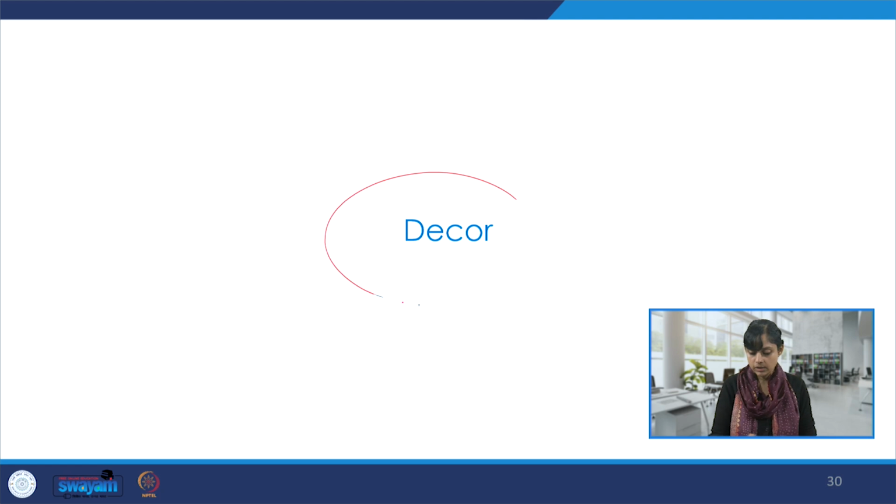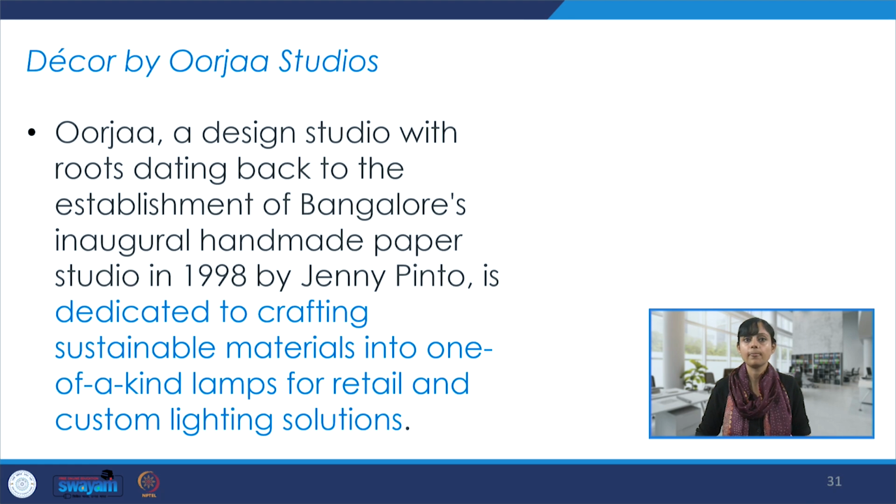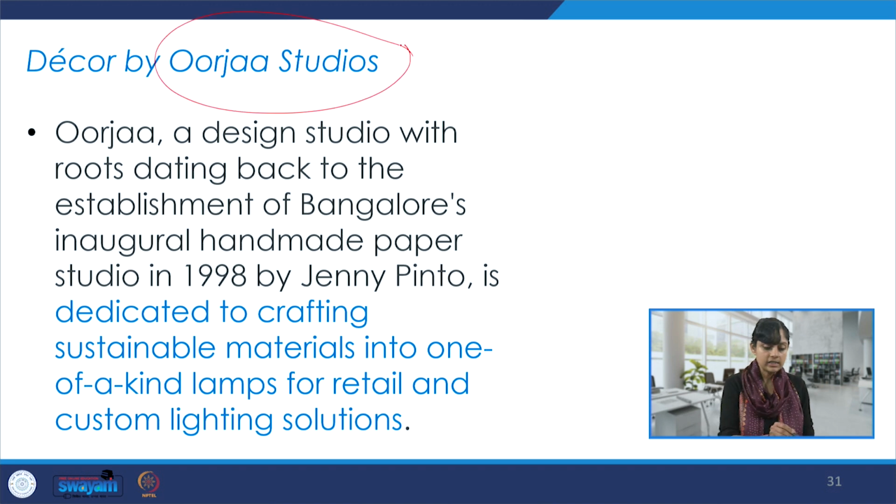Now let's talk about decor, and I'm sure the installations part was quite exciting, and some of us would like to explore more and work on these designs in the near future. So here also I've tried to put some examples and some case studies. I really like the works by Uja Studios, and specifically talking about decor, the kinds of products they design and the kind of approach they have. It's very interesting. So this is one of the design studios which is dedicated to crafting sustainable materials into one of a kind lamps and products for retail and custom lighting solutions.